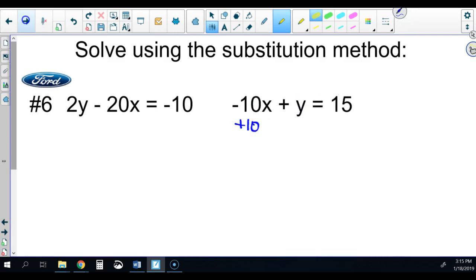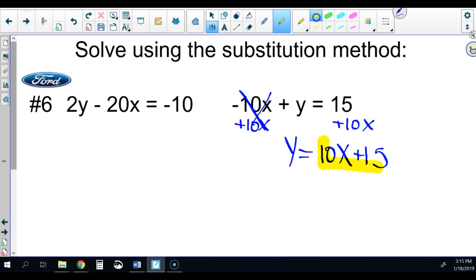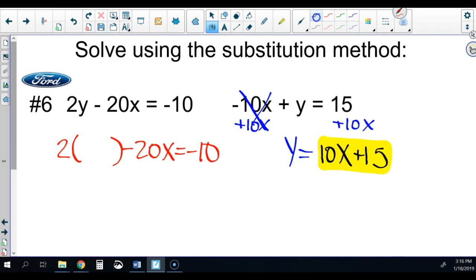I'm going to say plus 10x to both sides, and that gives me y equals 10x plus 15. Now I know what y equals, and I can substitute that in the other equation in place of y. So now if I look over here at the first equation, 2y minus 20x equals negative 10. In place of y, I'm going to put in what y is, which is 10x plus 15. So there's my y.